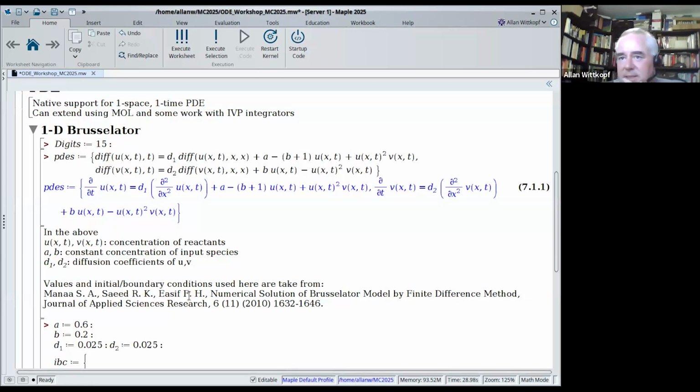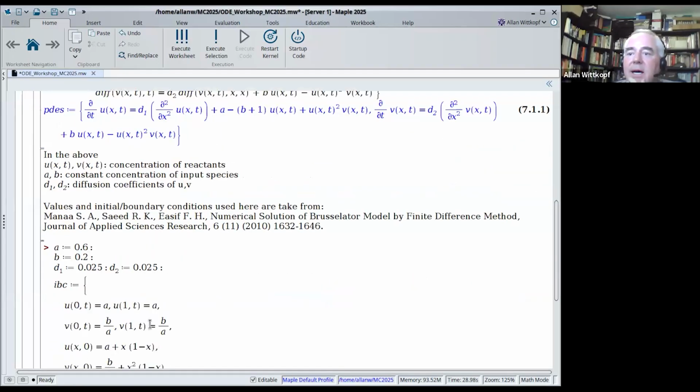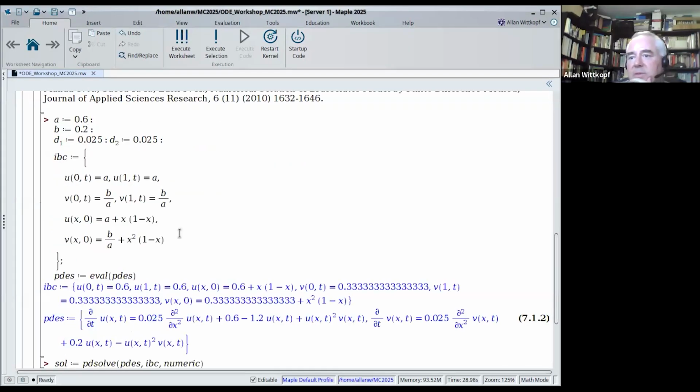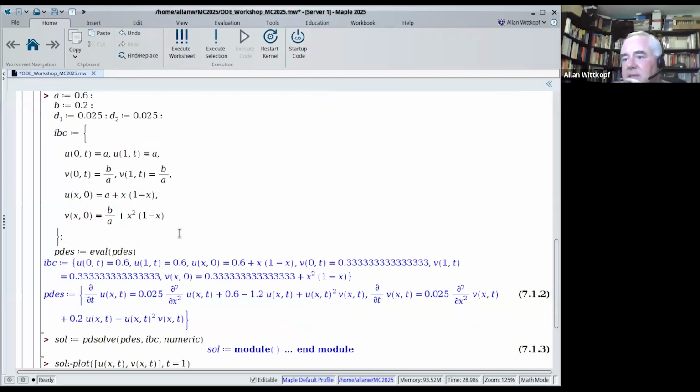Okay, so back to the Brusselator. As I was mentioning, there's this reference. The reference I mostly use for the values to give suitable and reasonable values for the initial and boundary conditions, which is trickier than you might expect. So we get this set of initial and boundary conditions, this set of PDEs.